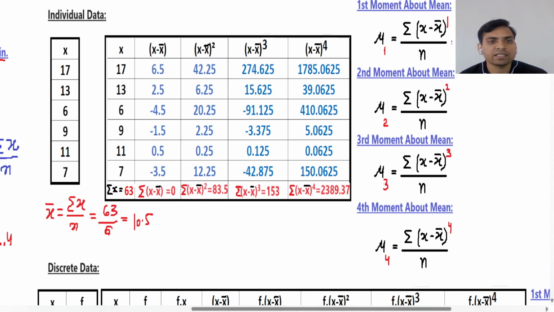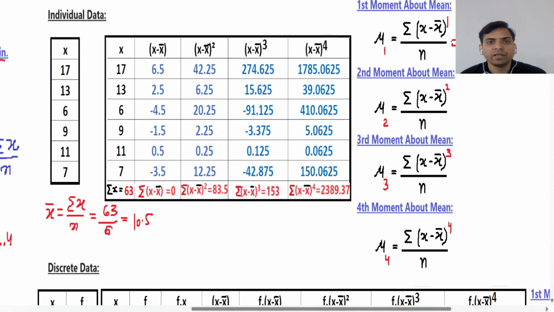X is 17. 17 minus 10.5, then you will get 6.5. So in that sequence you will get all these values, and after getting summation of this, you will see this as 0. So now in this you can put this 0 divided by number of observations, which is 6. So again this is 0. So this is always 0.